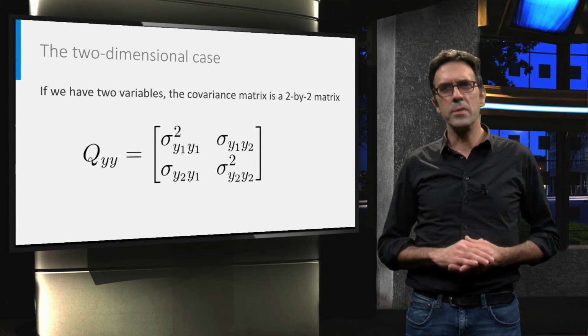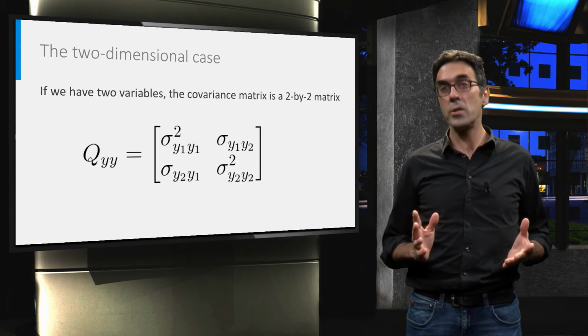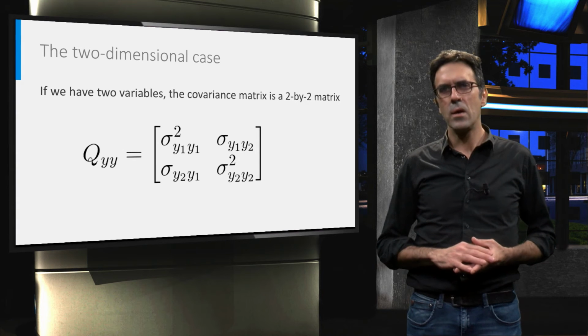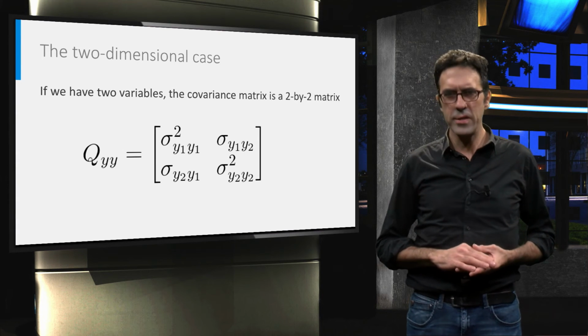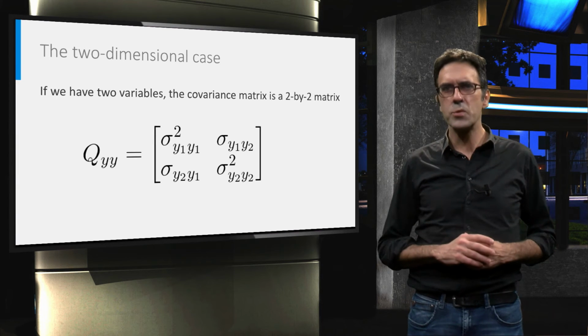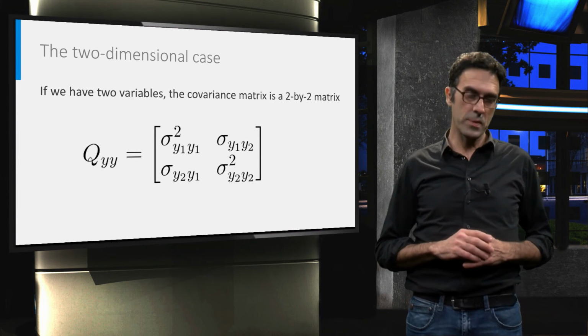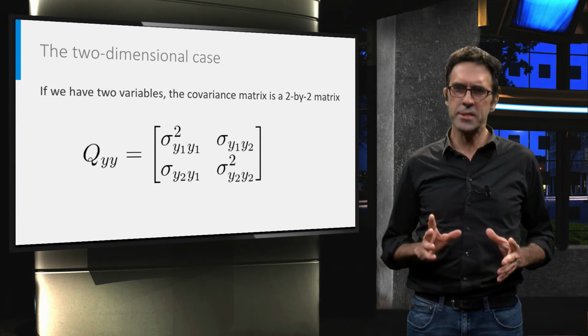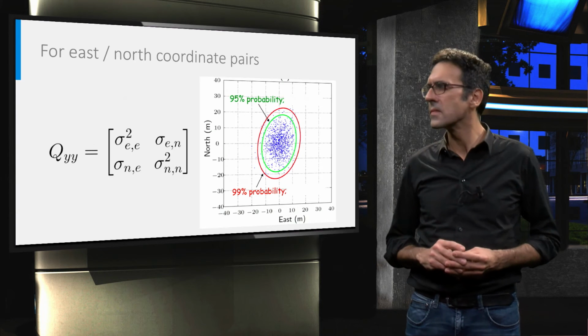If we have two variables, the covariance matrix is a 2 by 2 matrix. On the diagonal, we have the variance of the first and the second variable, and on the off-diagonal terms, we have the covariance of the two variables. Let's look at an example to interpret this.